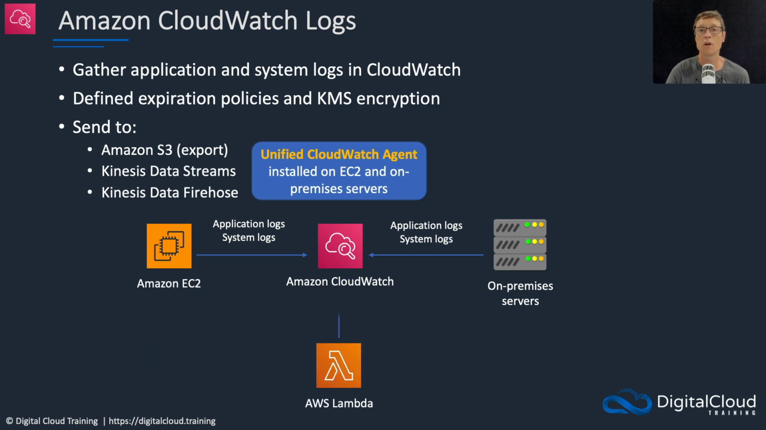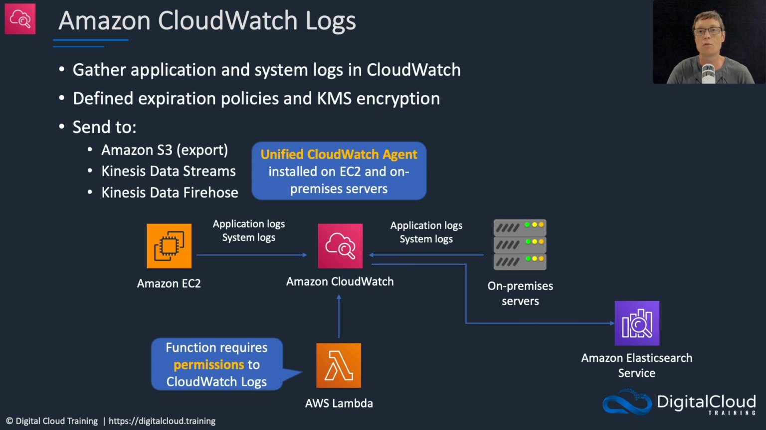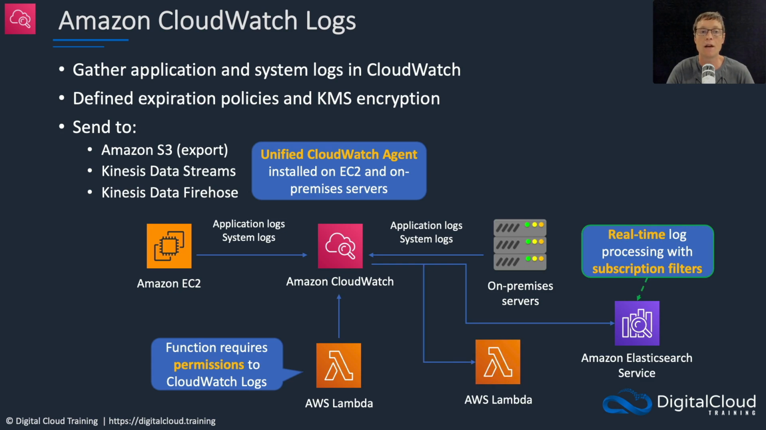Other services can also send information to CloudWatch Logs, for example, AWS Lambda. And remember, your function will always need permissions to be able to write to CloudWatch Logs. And the same there applies to Amazon EC2. For Amazon EC2 to send logs to CloudWatch Logs, you need to make sure your EC2 instance does have the correct permissions. So you'll need to assign an instance profile with a policy attached that provides access to CloudWatch. From CloudWatch, those logs can then be viewed in CloudWatch itself, or you could, for instance, move them to Elasticsearch. You can have real-time log processing with subscription filters, or to AWS Lambda.